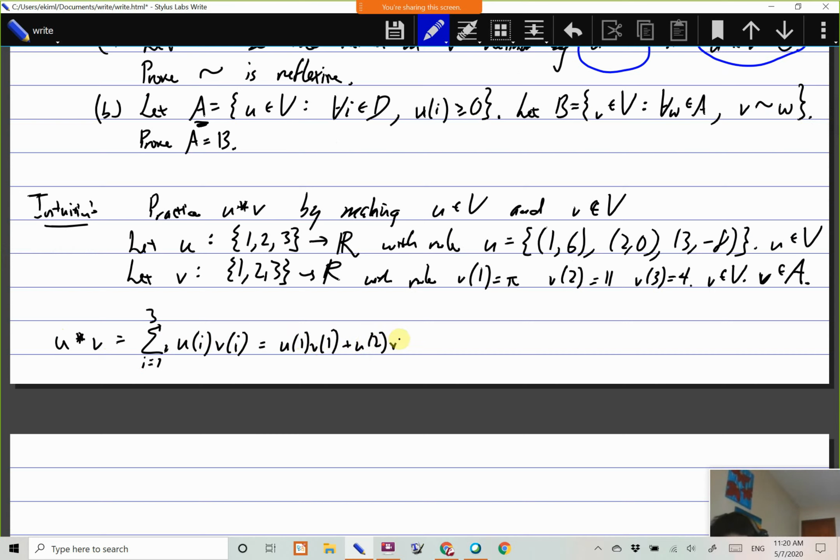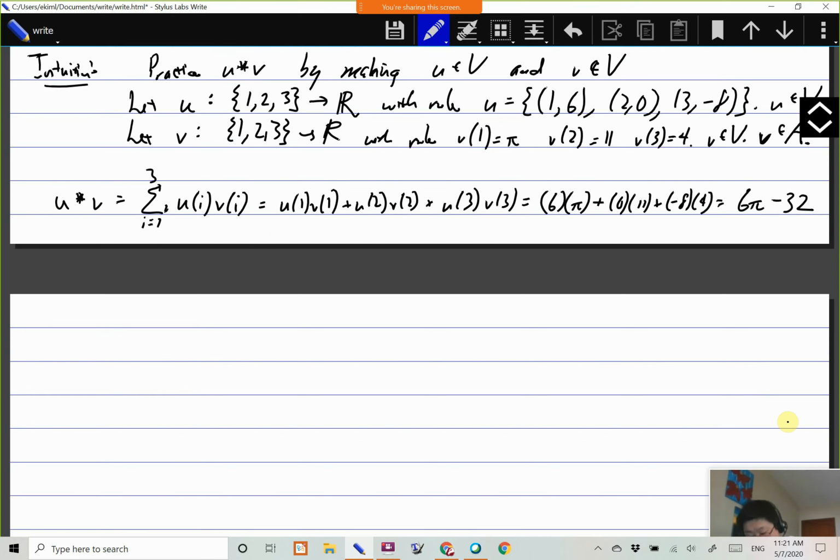So the whole point is what we learned, I hope, in this process. The key thing to notice is that if little u and little v belong to capital V, what is this u star v thingy? Well, look, we got here 6 pi minus 32. That's a number, right? U star v is a real number. It's good to keep in mind that u star v is a number. So you start with two functions, and this star procedure creates a real number out of it. We doing okay so far?